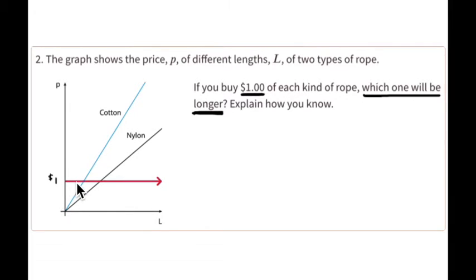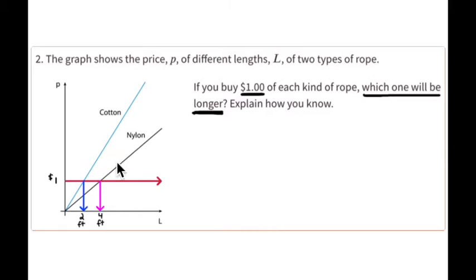And so for the cotton rope, $1, you get this length of rope. And we'll put a number on that in just a second. And for the nylon rope, you pay your $1 and you get this length of rope right here. So for $1, which one gives you the longer rope?